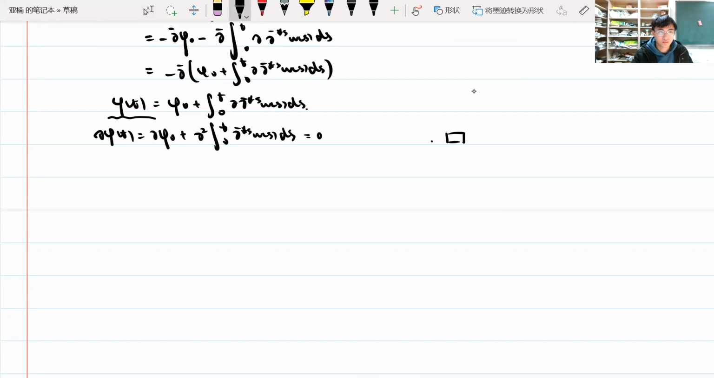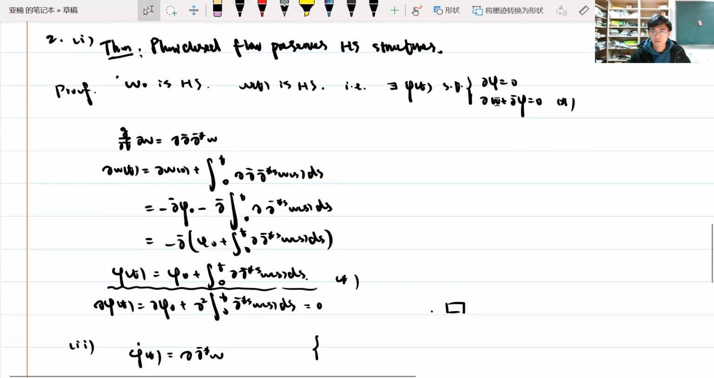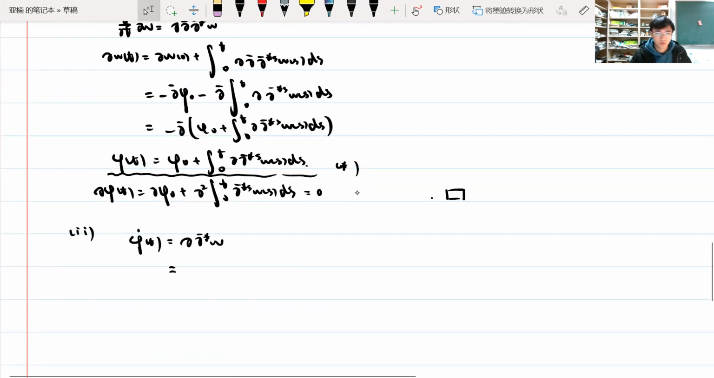And this equation gives us motivation to consider the evolution equation of phi. That is, if phi t is a solution, it satisfies this equation, then we can rewrite it like this. We want to rewrite it as an evolution equation of phi.